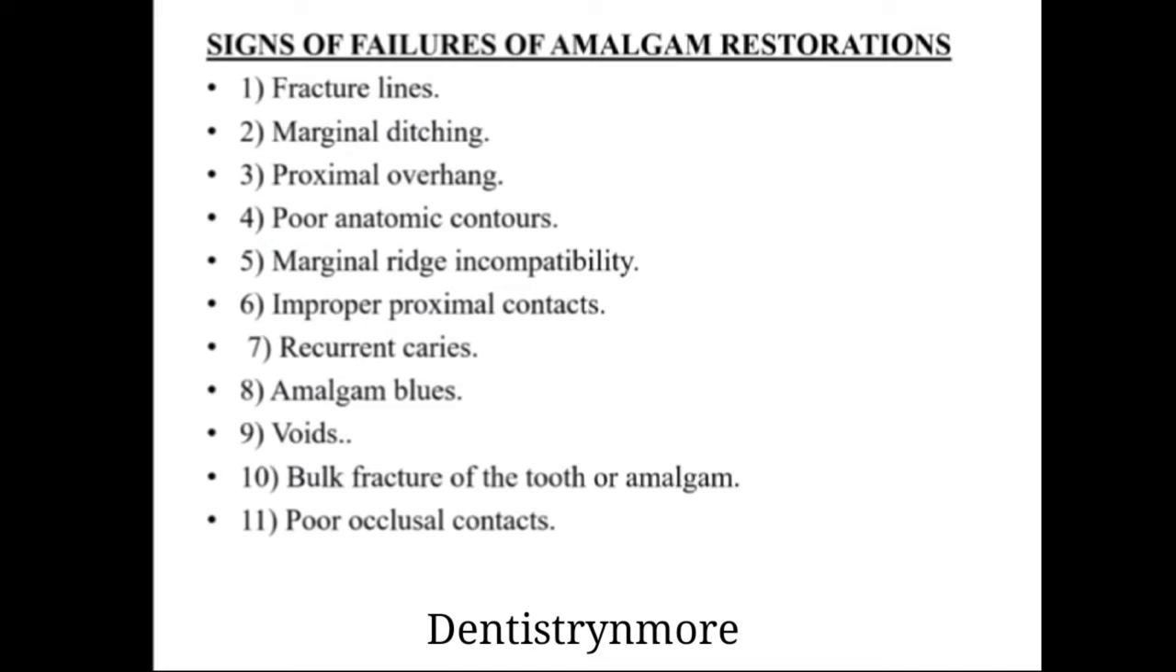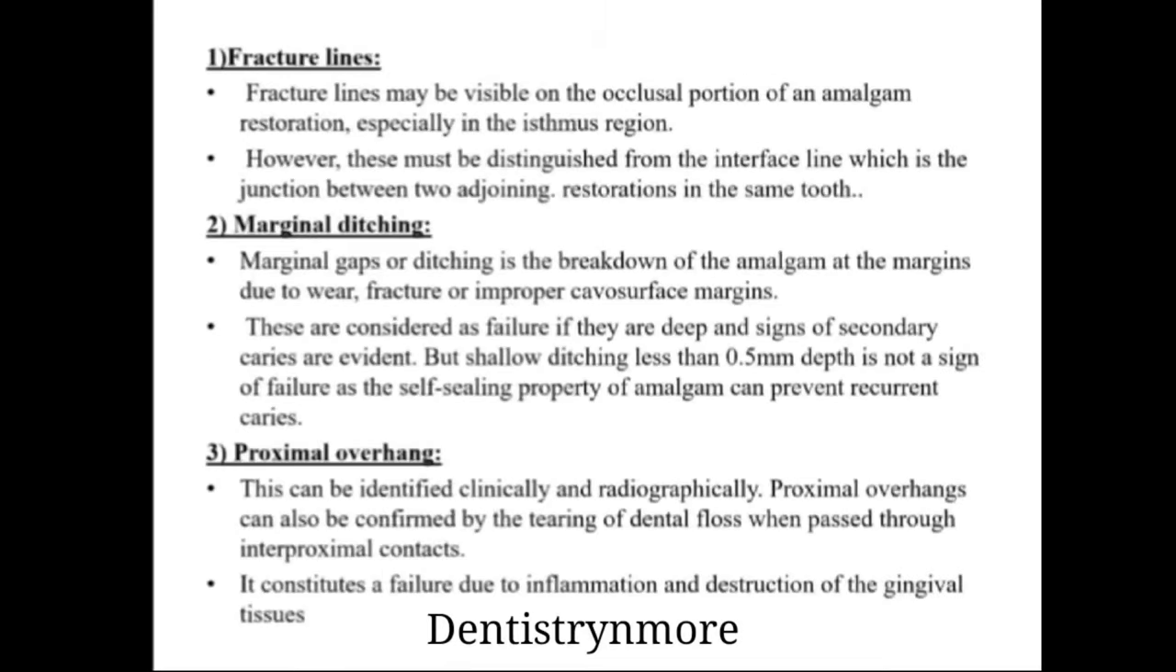Next one is signs of failure of amalgam restoration: fracture line, marginal ditching, proximal overhang, poor anatomic contours, marginal ridge incompatibility, improper proximal contact, recurrent caries, amalgam blues, voids, bulk fractures of the tooth or amalgam, poor occlusal contact. So we can see individually. First one is fracture line. This fracture line may be visible on the occlusal portion of the amalgam restoration, especially in the isthmus region. This must be distinguished from the interface line, which is the junction between two adjoining restorations in the same tooth.